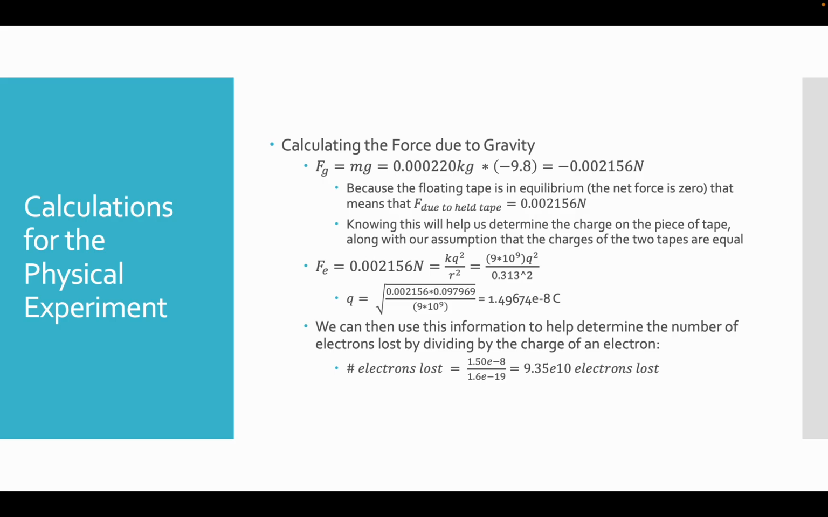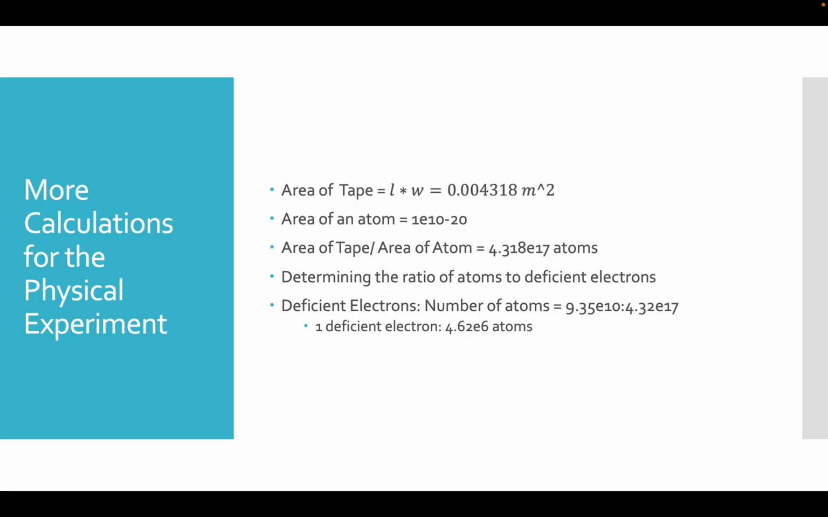And this is especially helpful for calculations because we calculated the force of gravity, which is found to be 0.002156. And then we use this and set it equal to the electric force. Assuming both charges were equal, we were able to find the charge to be 1.5 e to the negative 8 coulombs. And then this allowed us to find the number of electrons lost. And then we could also find the area of tape, which then helped us determine the ratio of atoms to deficient electrons, where we found for every 1 deficient electron, there were 4.626 e to the 6 atoms.